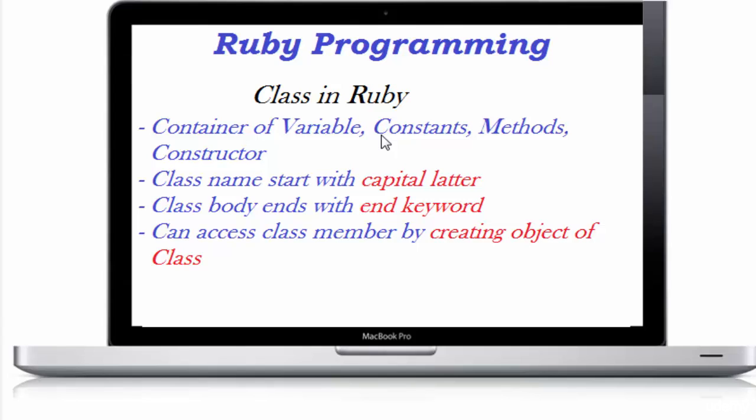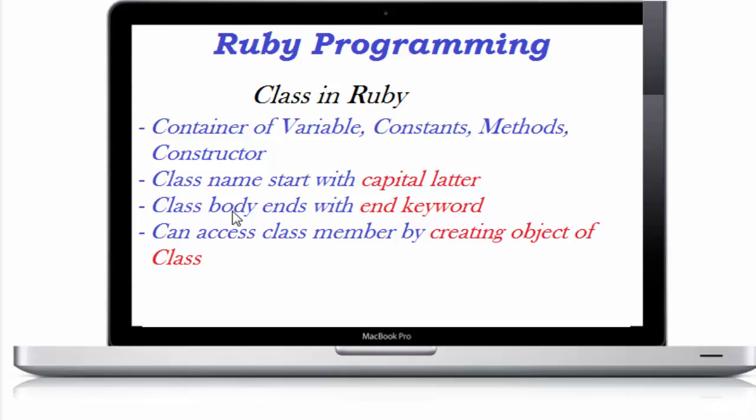So as of now, I'm just giving a basic definition. Later on, we will understand all these terms in a very detailed manner. So a class is a container of variables, constants, methods, and constructors. When we are going to create a class in Ruby, the class name must always start with a capital letter. So that we need to remember.